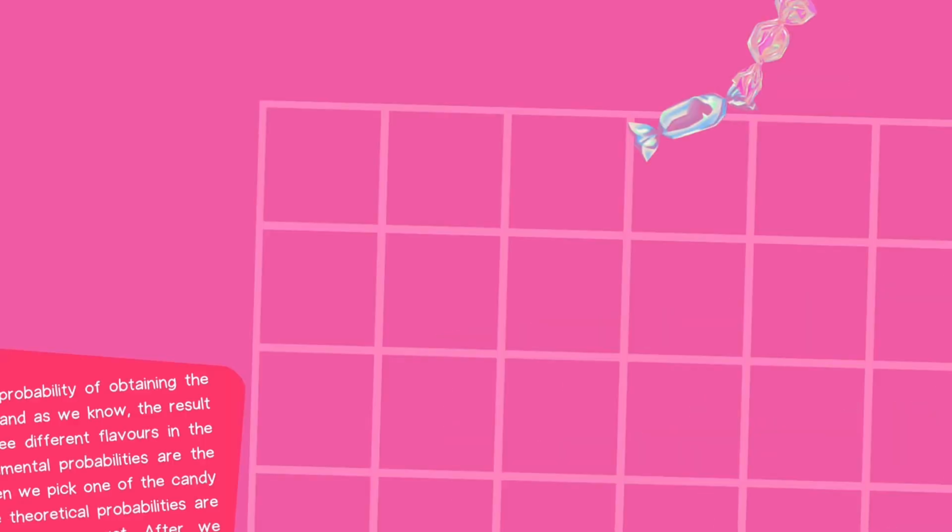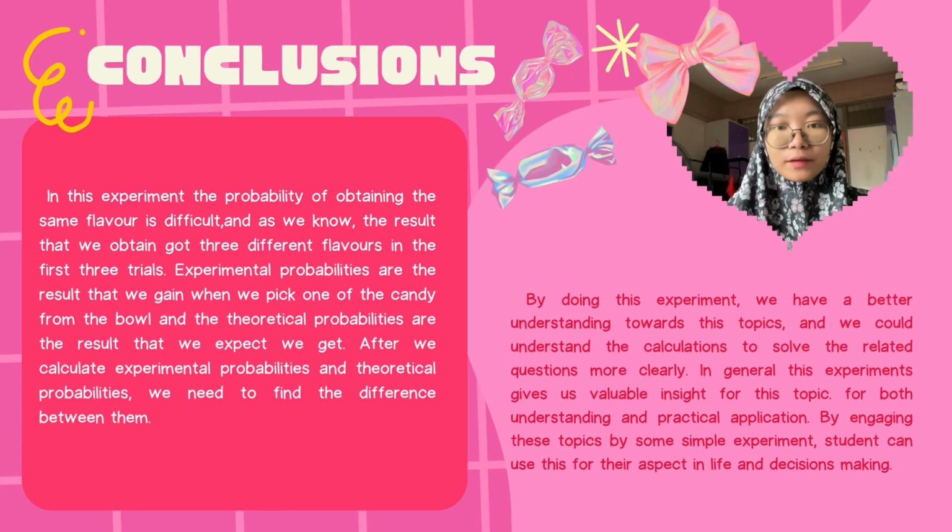Thank you. In this experiment, the probability of obtaining the same flavor is difficult. As we know, the result that we obtained got 3 different flavors in the first 3 trials. Experimental probabilities are the result that we gain when we pick one of the candy from the bowl, and the theoretical probabilities are the result that we expect we will get. After we calculate experimental probabilities and theoretical probabilities, we need to find the difference between both of them.